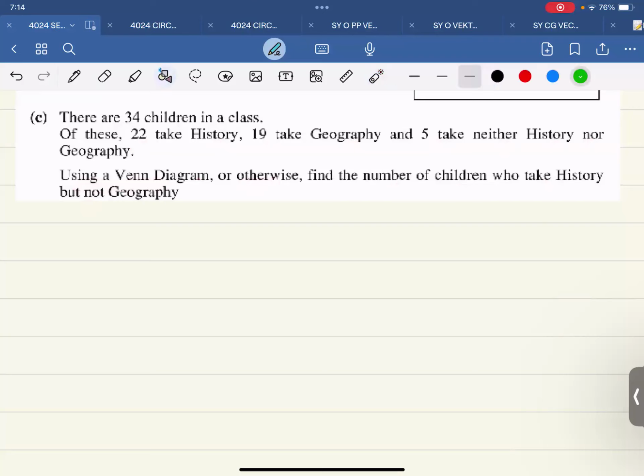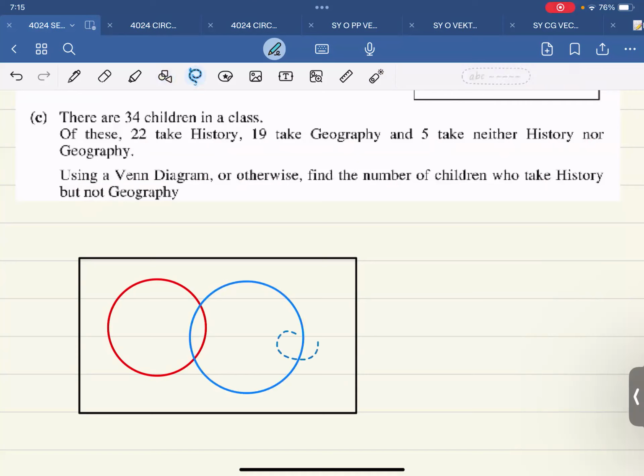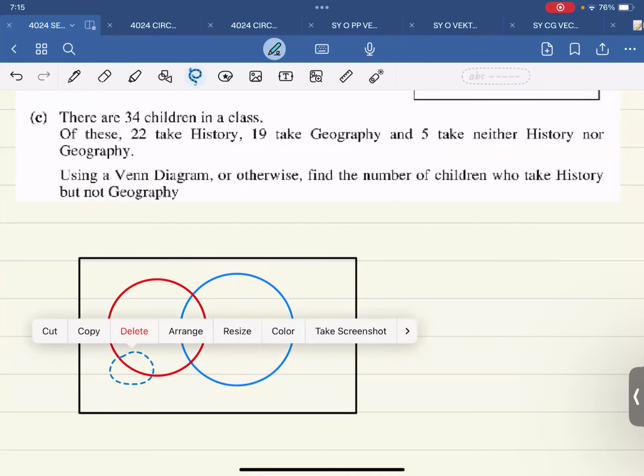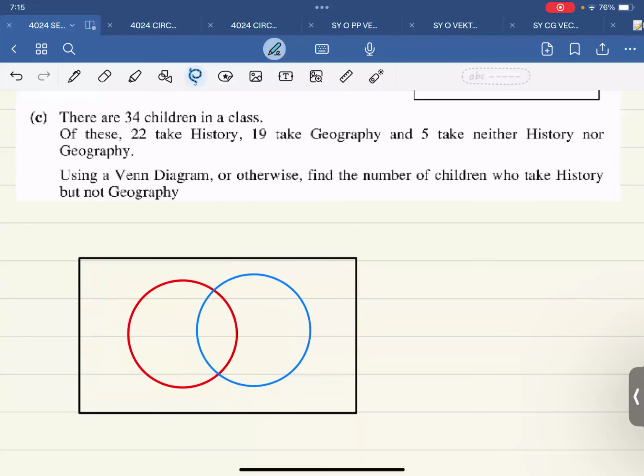Now, let me draw a box again. So I have drawn a box for the universal set. Let me draw 2 circles, one for history. The other one is for geography. And let me just shift it like this. Okay, let me make this a little bit bigger. Let me shift it in the middle. Okay, now let me mark the left one as history. This one is geography. Middle one is X.